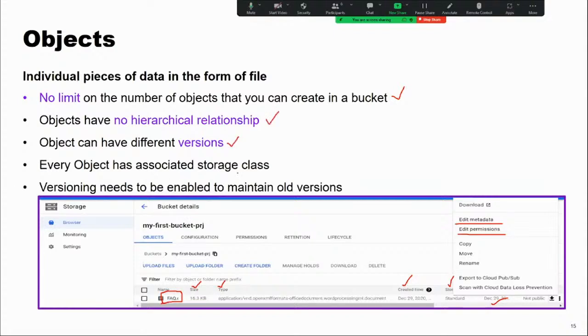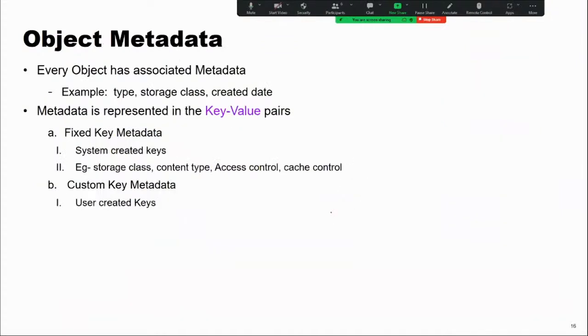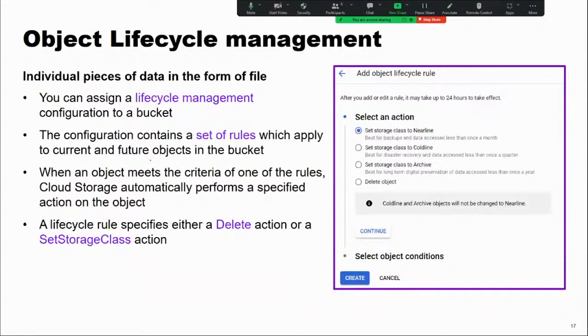Every object has an associated storage class, and this will be inherited from the bucket. For example, if you create a bucket with a standard storage class and keep a file in it, that file will also have the same storage class. Versioning needs to be enabled to maintain the old versions. And this is the object metadata. There are fixed keys and there are custom keys. What does that mean, sir? You see here storage class and content type. These are fixed data and cannot be edited, and there is some information which can be edited.